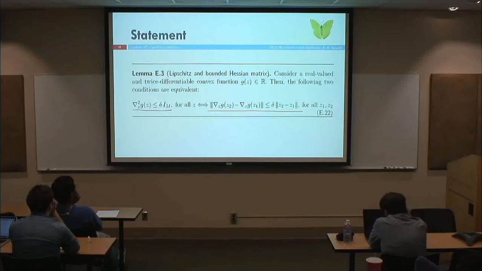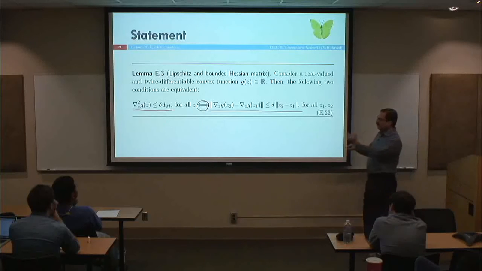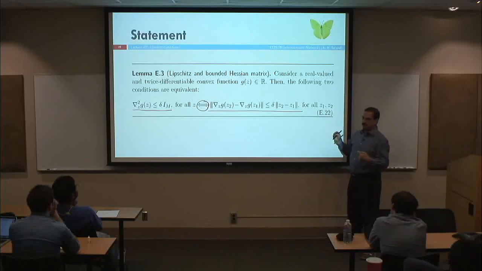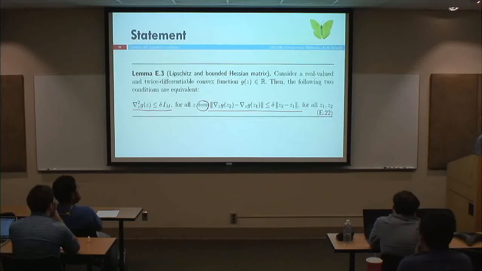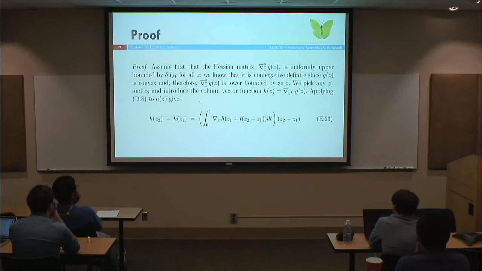So this is an if and only if statement, right? To prove it, you have to prove it in both ways. If the Hessian is bounded, then the Lipschitz condition holds. If the Lipschitz condition holds, then the Hessian is bounded, right? You have the proof in the notes. I can mention it quickly here. Okay, so let's assume that the Hessian is bounded, okay?